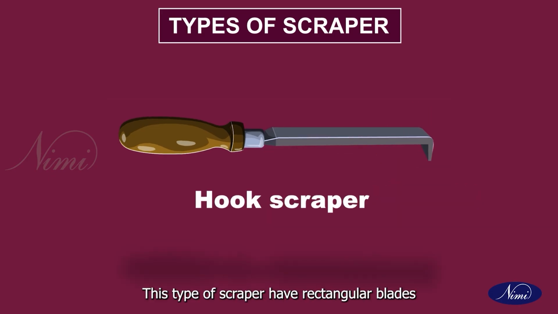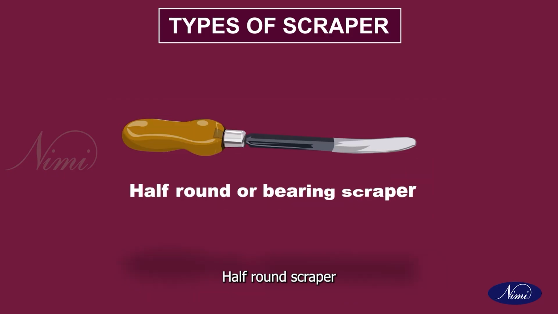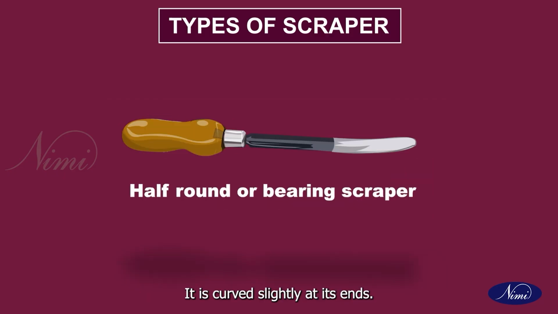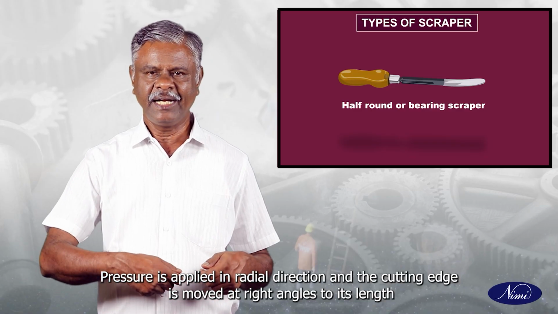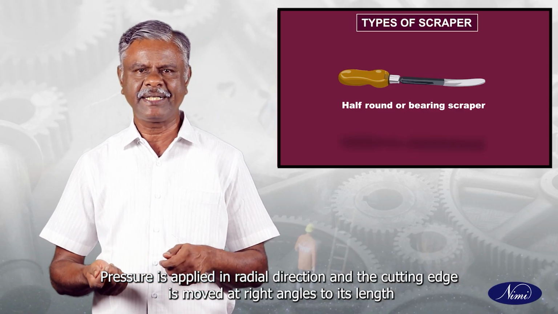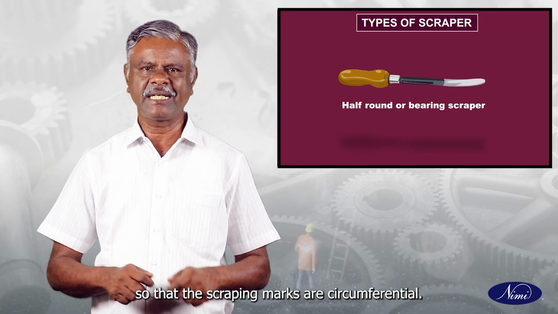Hook scraper: this type of scraper has a rectangular blade used for scraping the center portion of a large flat surface where it is not convenient to use a flat scraper. Half round scraper: it is curved slightly at its ends. It is used for scraping bearing blocks or brasses. Pressure is applied in the radial direction and the cutting edge is moved at right angles to its length, so that the scraping marks are circumferential.